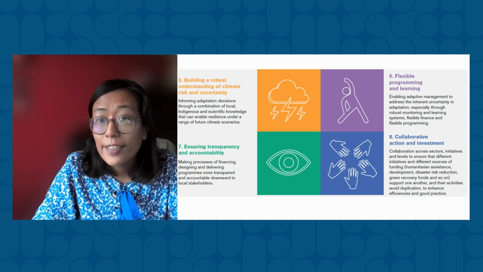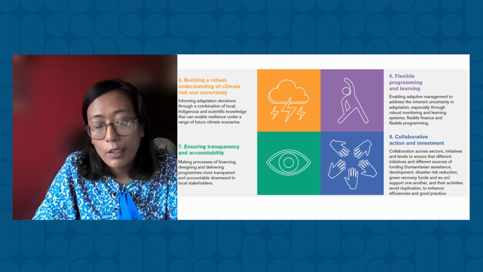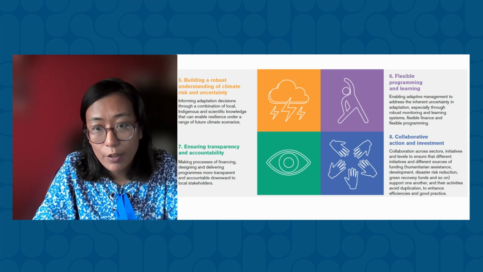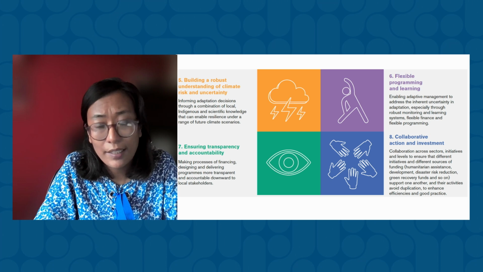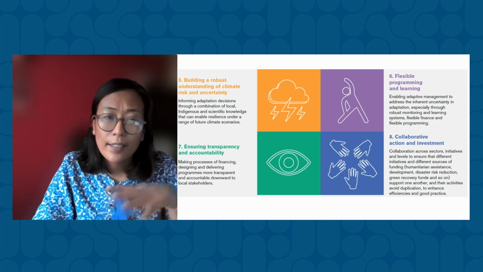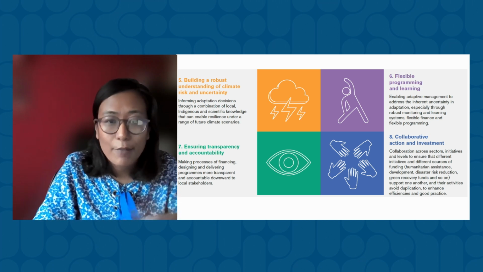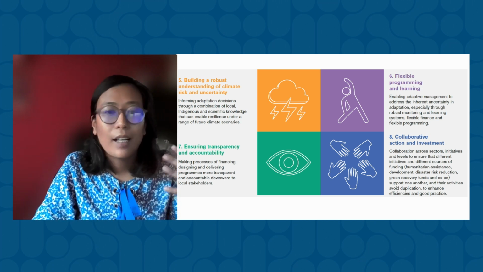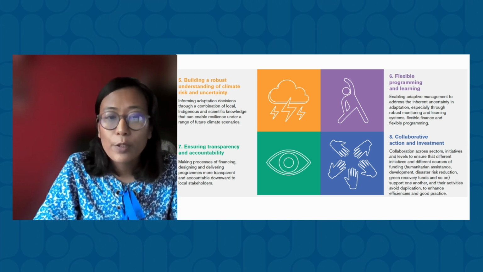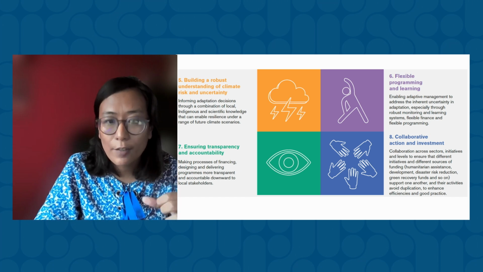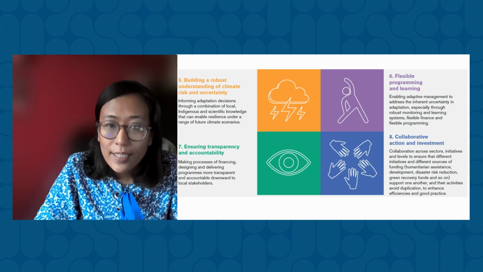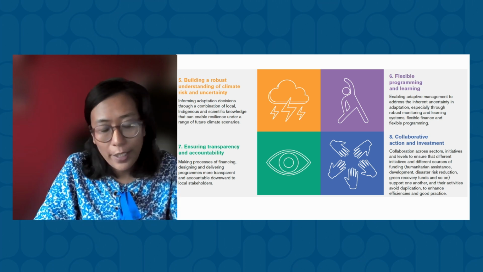And the sixth principle is flexible programming and learning, which enables adaptive management to address the inherent uncertainty in adaptation, especially through robust monitoring and learning systems, flexible finance, and flexible programming. The seventh one, ensuring transparency and accountability. Unlike the upward accountability, which is currently in practice, this principle stresses that making the processes of financing, designing, and delivering programming should be more transparent and accountable downward to the local stakeholders.